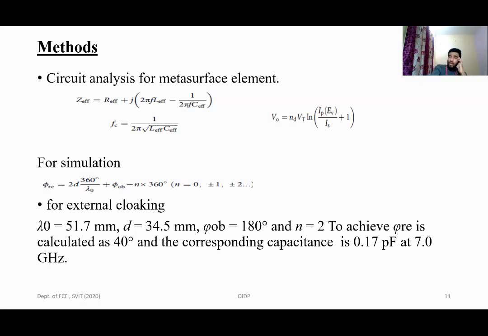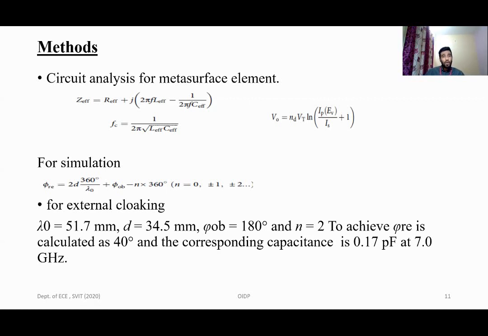So we know the output voltage of the photodiode is N_D V_T ln(I_PV divided by I_S plus 1). So this N_D represents the ideal factor of the diode, V_T represents 0.06 volts, and I_PV represents the photocurrent generated. Then I_S represents the reverse saturation current.